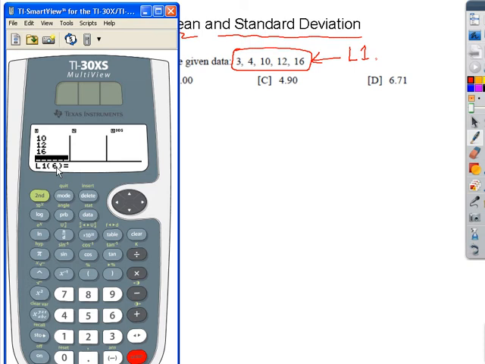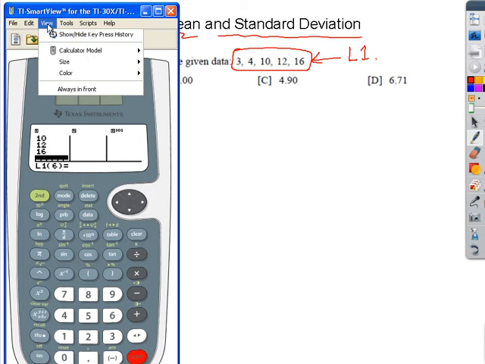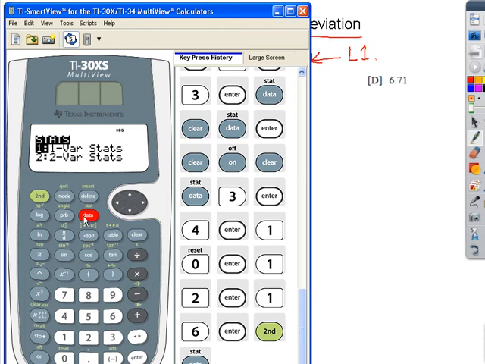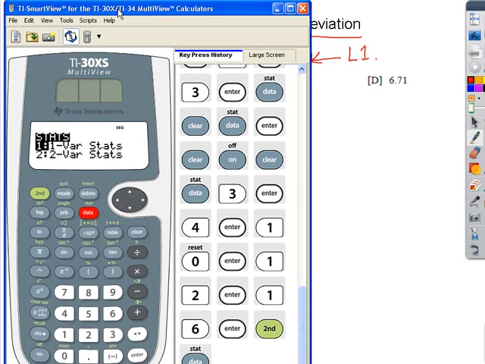To get that data out, I'm going to show my history here so you can see what I've been doing. I go to second stat, and look at one variable statistics. I hit enter, and I'm using list 1, and the frequency is 1. Those are the defaults unless I enter the frequency. I hit enter there, and it goes to calculate, and I get a list of one variable statistics.